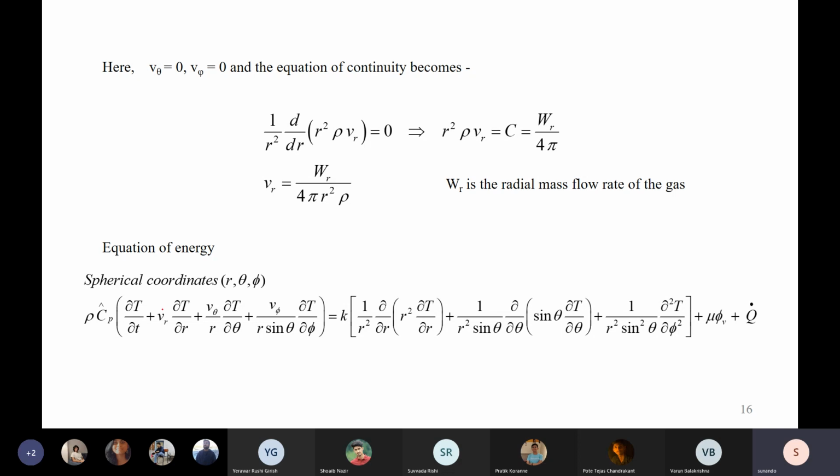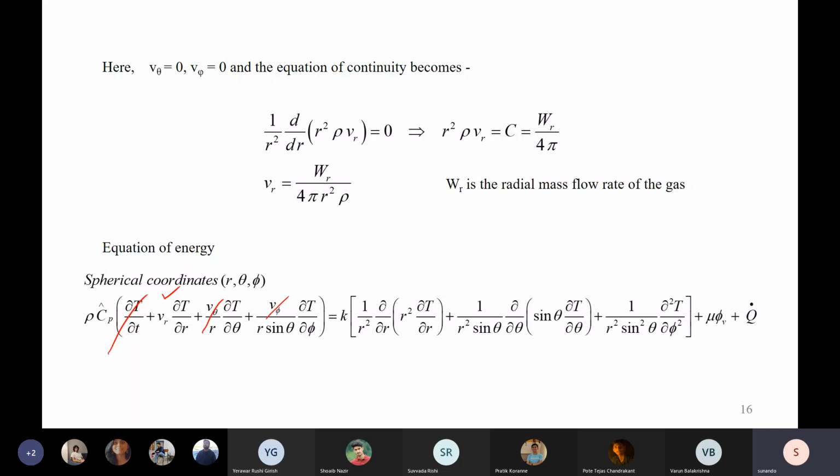How about the first term on the left hand side? First term would be 0 since we are talking about a steady state problem. The second term, Vr del T del R, will survive. It will remain in the equation. The third term obviously is 0 since V theta is 0. The fourth term is 0 since V phi is 0.